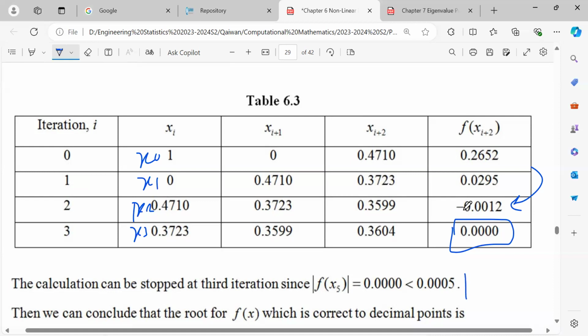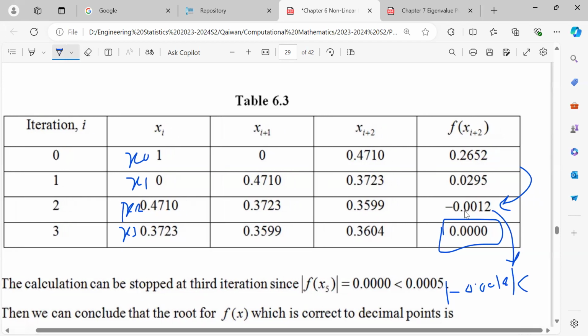look, we say absolute value of f of x. Okay, you always take its absolute value, even if it is negative, we don't care, we take its absolute value. Now here, this one, the previous one, the absolute value of minus 0.0012, is it less than 0.0005 as it says for 3 decimal points? Is it true? No. So that's why x3 is found.